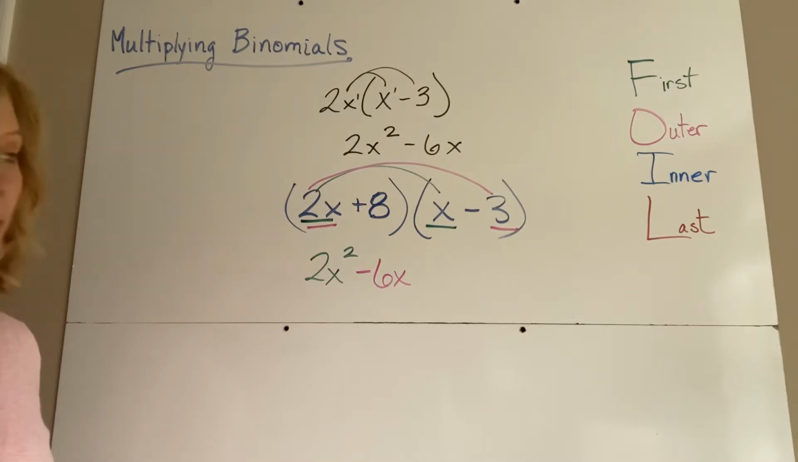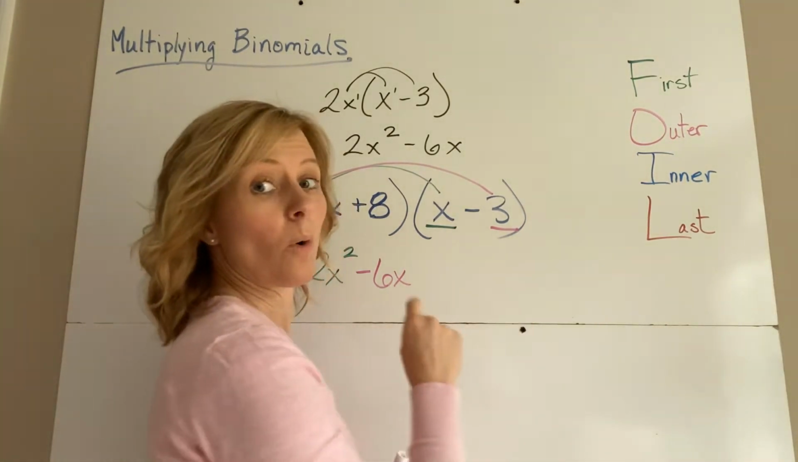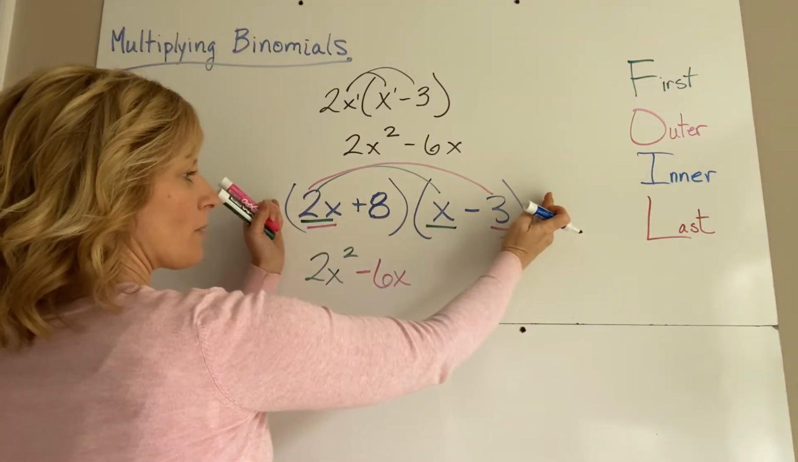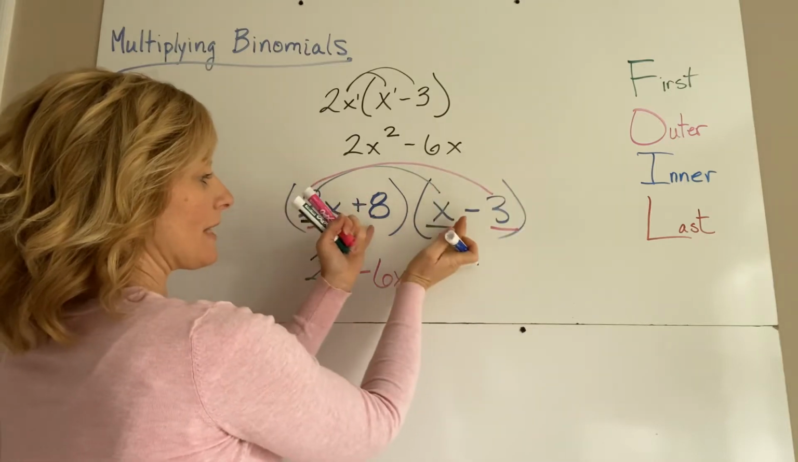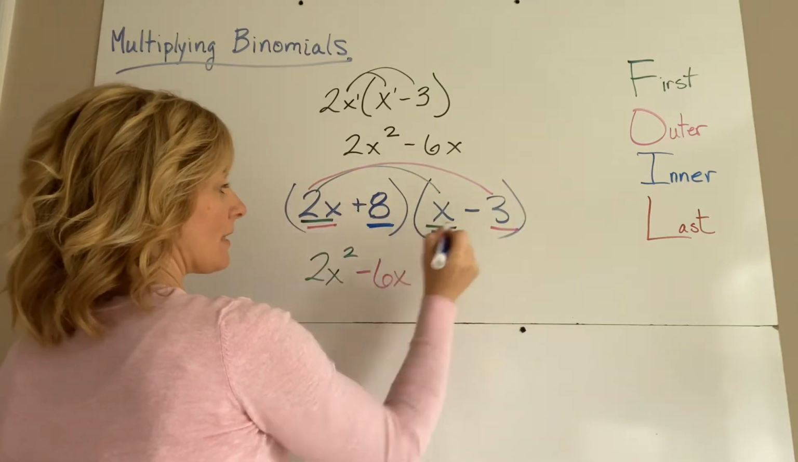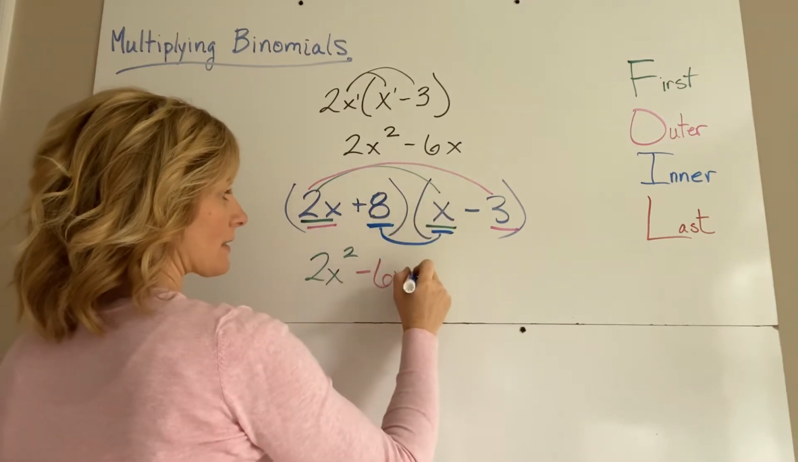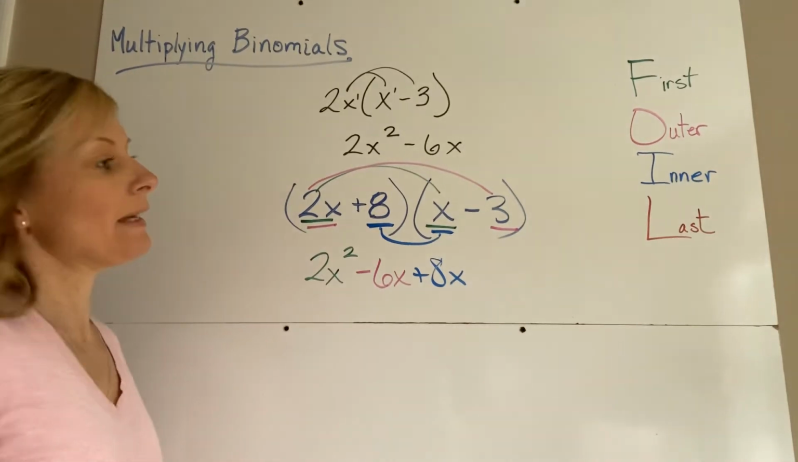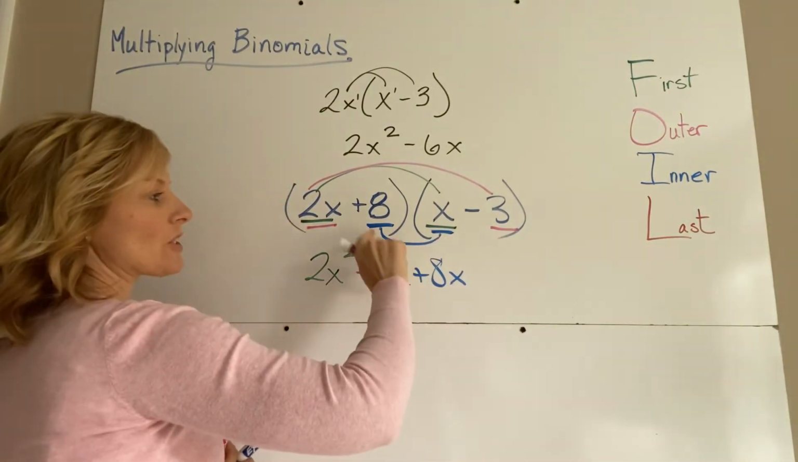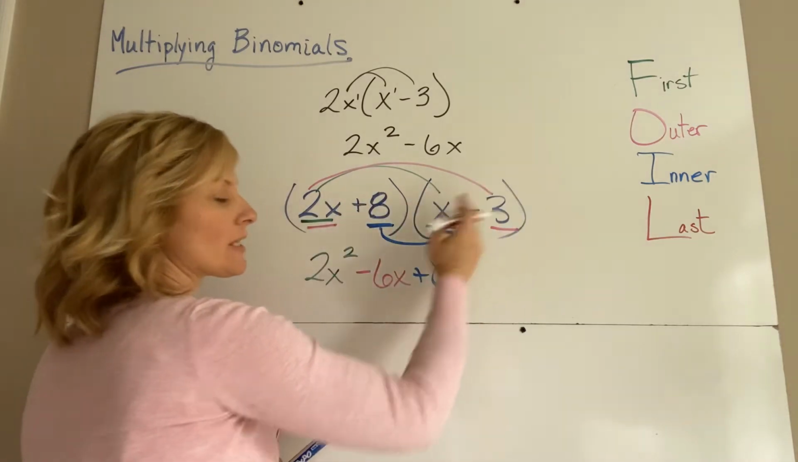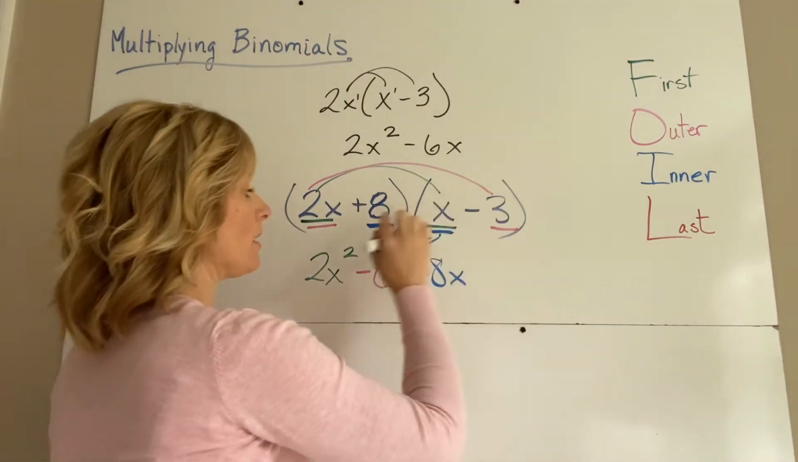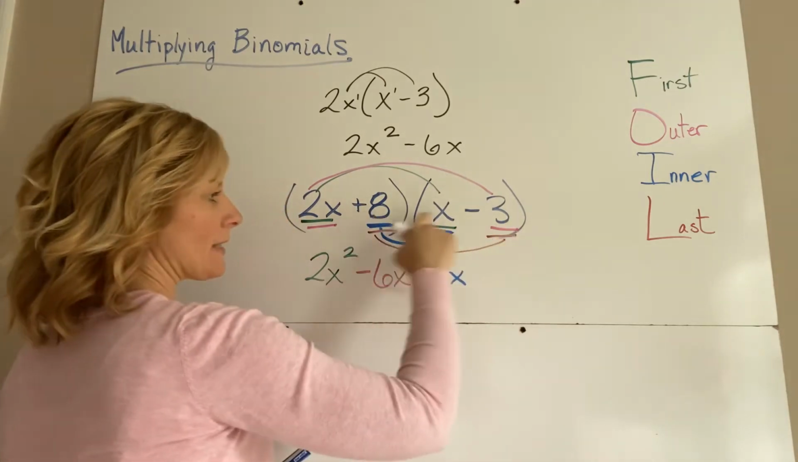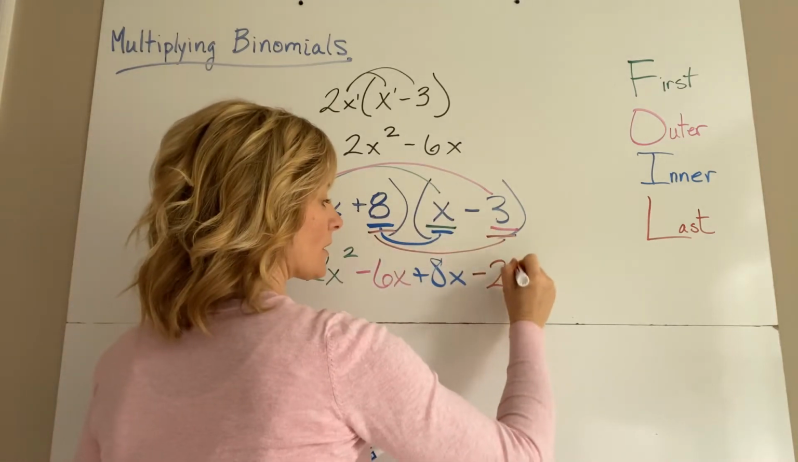Then we have the blue, the inner or inside terms, okay? This is on the inside of this binomial multiplication problem. These two are in the insides. So we have the 8 and the x, or 8 times x is 8x. And then the very last one we have is the last terms, which are the last numbers in each set of parentheses, the last number of the binomial. So we have 8 times negative 3, negative 24.